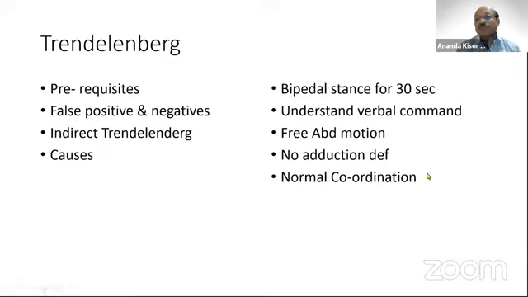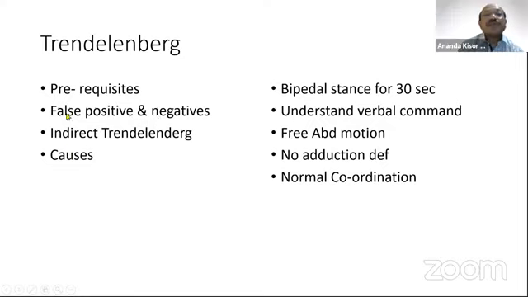And normal coordination is most important. If the patient has abnormal coordination, it is very difficult to elicit the Trendelenburg test. These are the prerequisites. Now, false positives are most important. There are false positive and false negative Trendelenburg tests. In obesity, and in free adduction, this is always going to be positive.